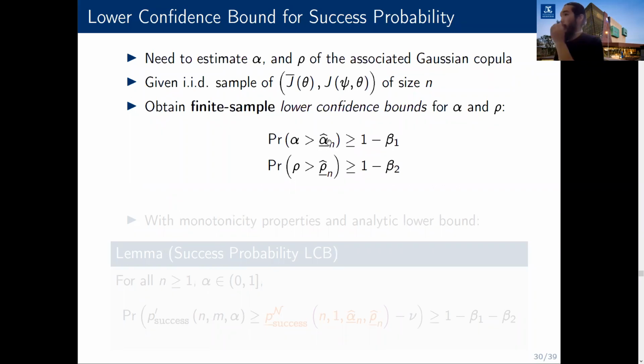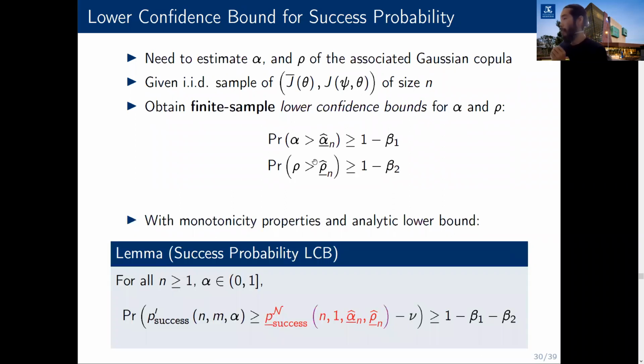But yeah, we can compute this alpha hat lower bound from our sample and say that with high confidence, at least 1 minus beta 1, the actual value of alpha is going to be greater than the lower confidence bound we compute, and respectively for rho.